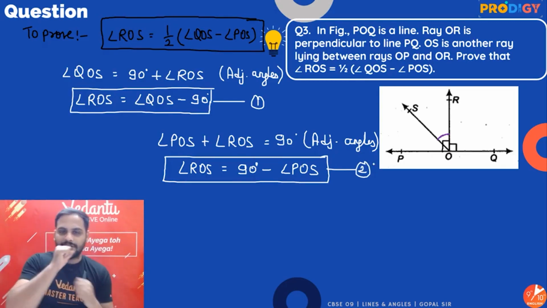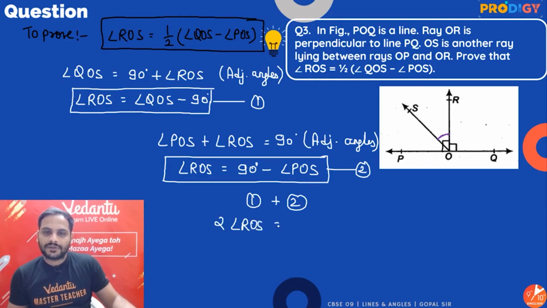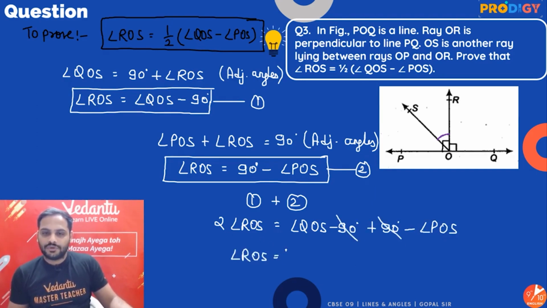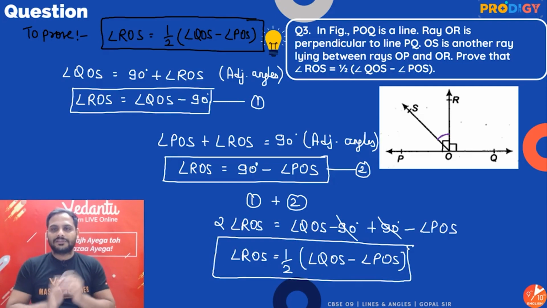Now if I want to merge them, let's add both the equations. Add equation 1 and equation 2. So on the LHS, angle ROS plus angle ROS will become 2 times angle ROS, equal to angle QOS minus 90 plus 90 minus angle POS. Minus 90 and plus 90 get cancelled. Shifting 2 over here, it will become 1 by 2, and we have angle QOS minus angle POS.